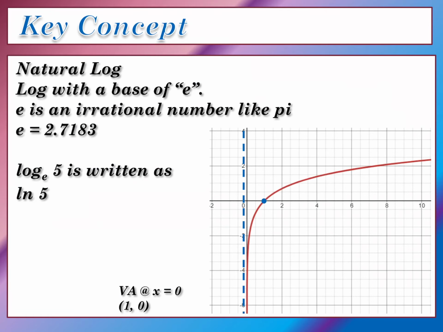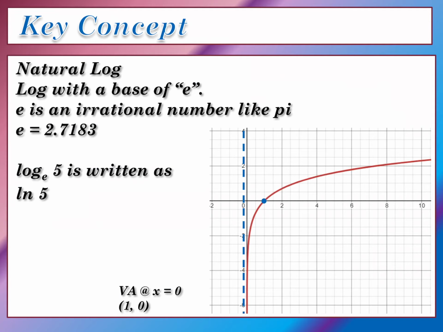All right, the other thing we want to talk about is the natural log. The natural log has a base e. e is just a number. It's irrational like pi. There is an e button on your calculator. You have to do second ln. And the approximation for e is 2.7183, just like pi is 3.14.